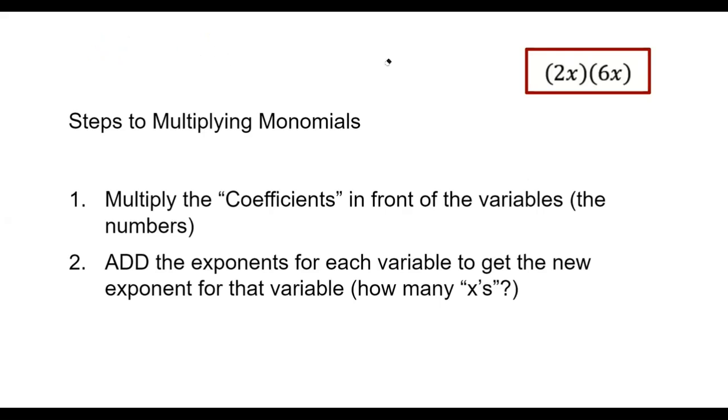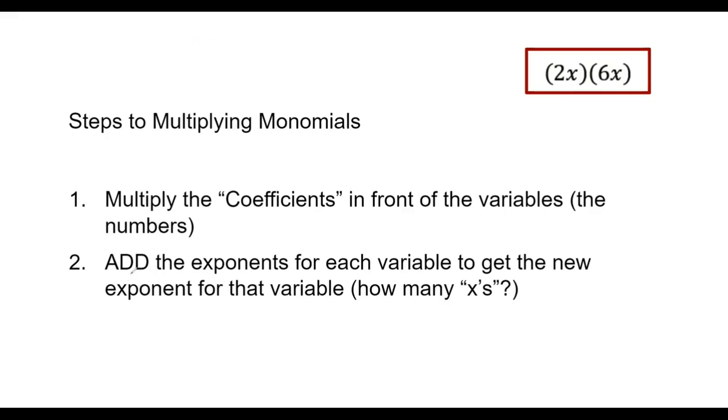Here's an example up here of the multiplication of two monomials. We're multiplying 2x and 6x. That's actually one of the examples I will be covering in a few minutes. So there are two main steps to multiplying monomials. First of all, multiply the coefficients. The coefficients are the numbers in front of the variables. So in this case, we have a coefficient of 2 in front of this x and a coefficient of 6 in front of that x. As I said, we will be doing that problem in a few moments.